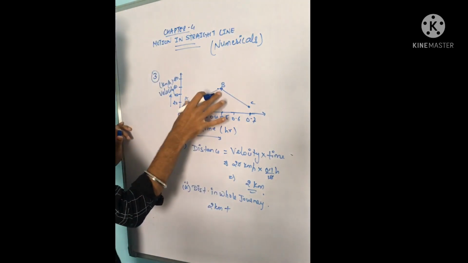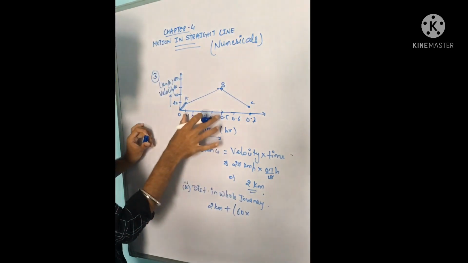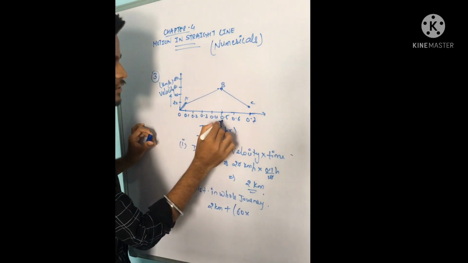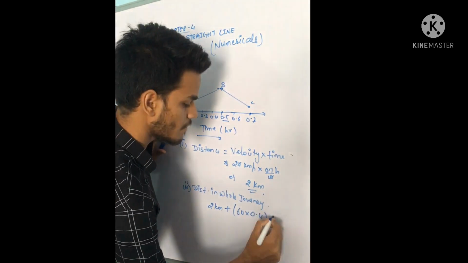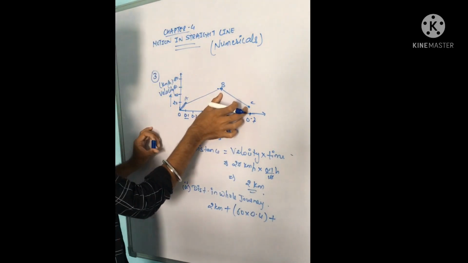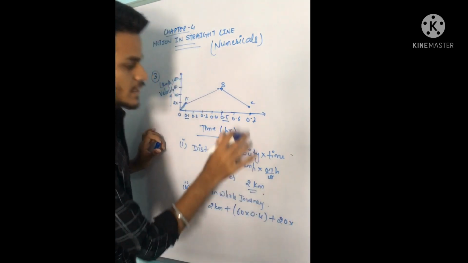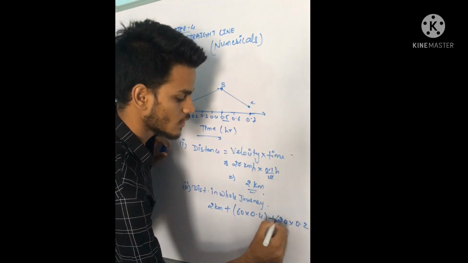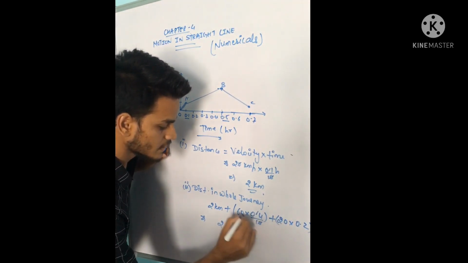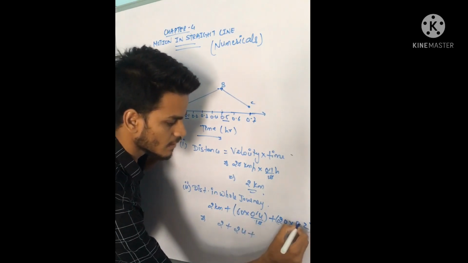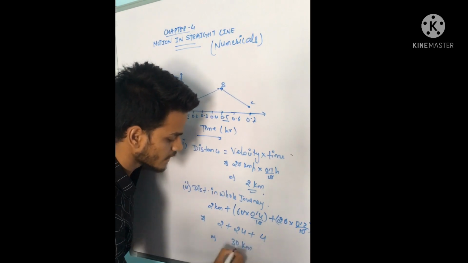Now plus how much speed is this? 60 km per hour. So 60 into 0.5 minus 0.1, which is equal to 0.4. Now next plus how much distance it is? The velocity is 20 km per hour and how much time it takes? 0.2 hour. So finally we get 2 plus 24 plus 4. Final answer is 30 kilometers.